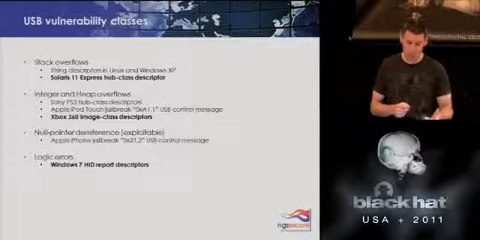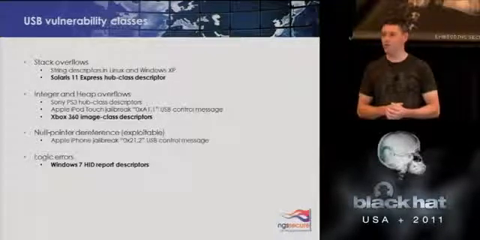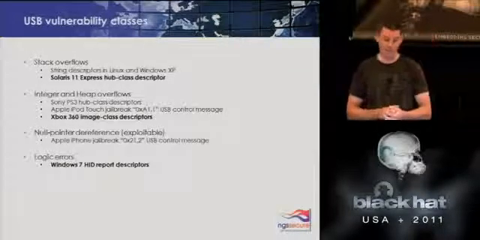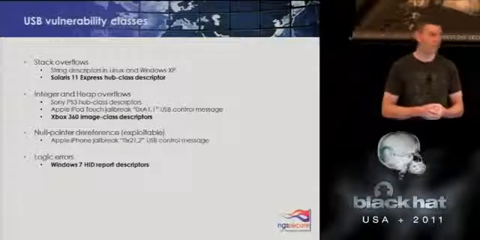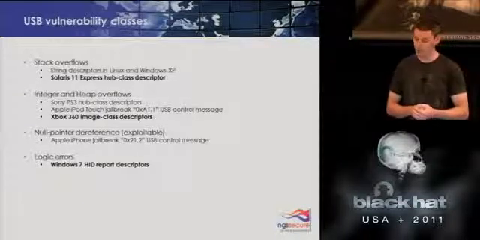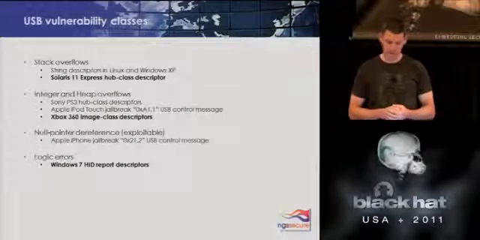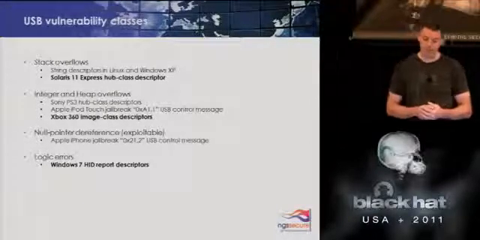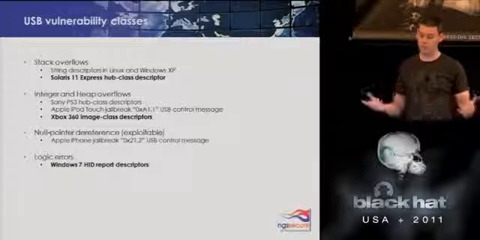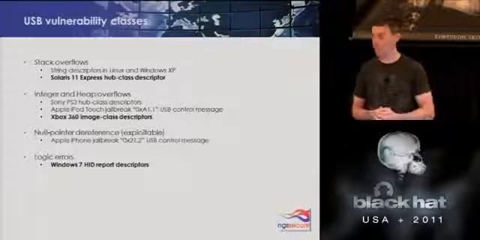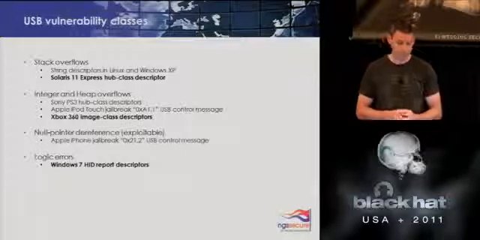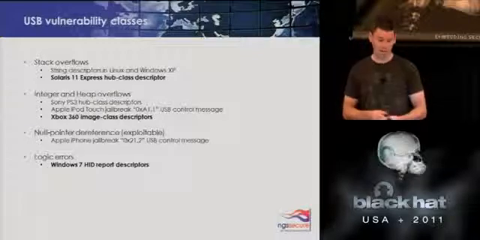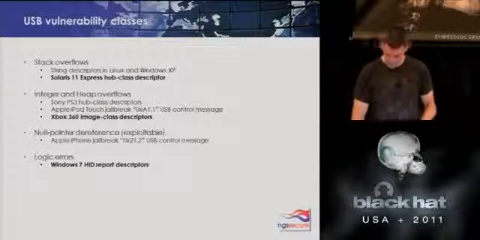Null pointer dereference, that's quite an interesting one. In the majority of cases, if you find a null pointer dereference as part of your fuzzing, it's not going to be exploitable. But in the case of the Apple iPhone jailbreak, because there was a clever way of writing to address 0, this could then be exploited. And then there's also logic errors. There's a HID report descriptor bug that we discovered, and I'll be doing a demo of that a bit later on.